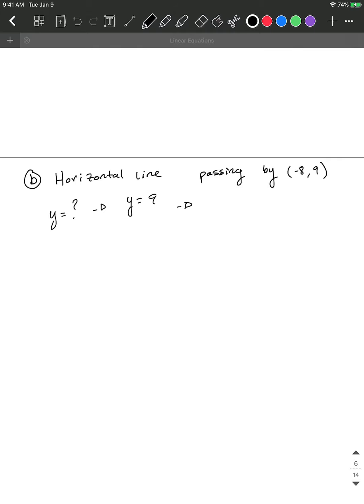Anytime that it says horizontal, we get to assume we're going to pick the y value that goes with it. So depending on what it says, we get to do certain things. But I'm going to go ahead and explain to you why we get to do that.